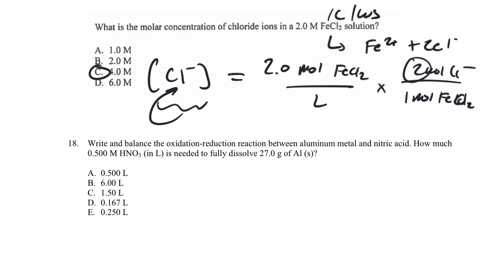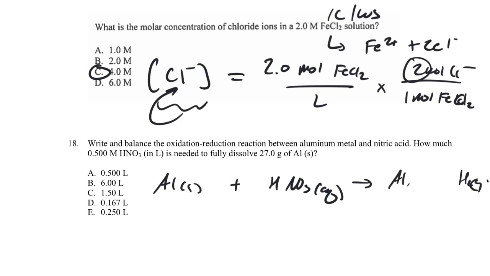And then write the balanced equation for aluminum and nitric acid. How much nitric acid in liters is needed to react with 27 grams of aluminum? Okay, so the reaction should look like this: aluminum solid reacting with HNO3 aqueous. The product should be H2 gas and then aluminum nitrate.